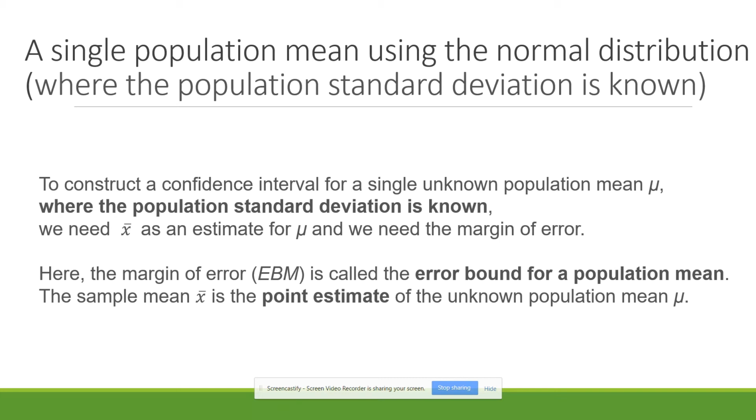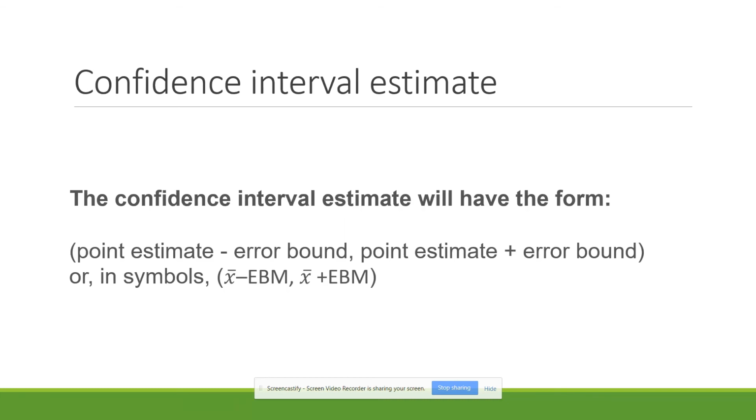And remember, your sample mean, you're just trying to estimate what the population mean is. So that's kind of a big deal because remember, again, I don't know my exact population, so I'm trying to find an estimate for it. So the confidence interval estimate will have the following form: point estimate minus the error bound, point estimate plus the error bound, or in the following symbols, the sample mean minus the EBM, sample mean plus the EBM.